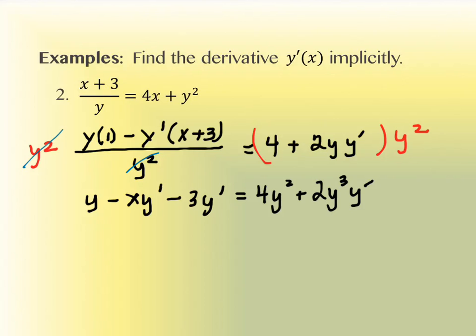Okay, the goal is to solve for y prime, which means everything that has a y prime should all be on the same side, and everything that doesn't should be on the other side. Because the y primes on the left are negative right now, I'm going to move my y primes to the right. It doesn't really matter, but I like to eliminate negatives when I can. And then I'll move that 4y squared to the left. So I'm going to have y minus 4y squared equals 2y cubed y prime plus xy prime plus 3y prime.